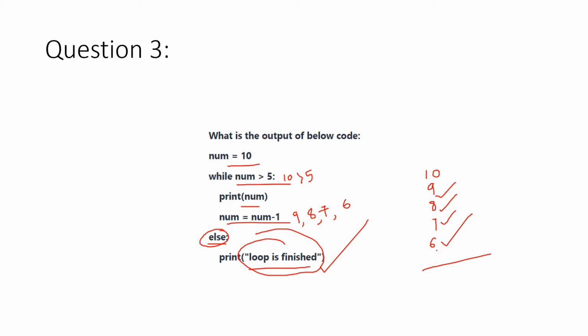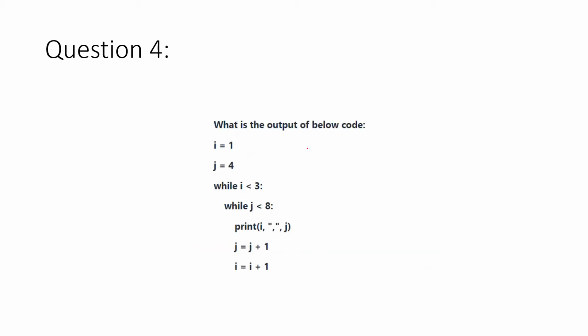Okay, all right. Next question, question 4, what is the output of the below code? Suppose i equal to 1, j equal to 4, while i less than 3, while j less than 8. This is called a nested loop, a loop inside a loop. Print i, comma, then one comma inside double quotation, that is a string, comma j. So you can interpret that as a tuple, because we are giving parentheses here, then j equal to j plus 1, i equal to i plus 1. So what will be my output?